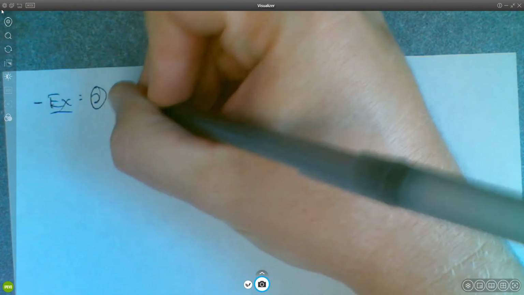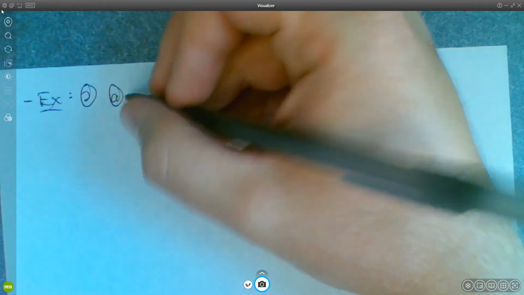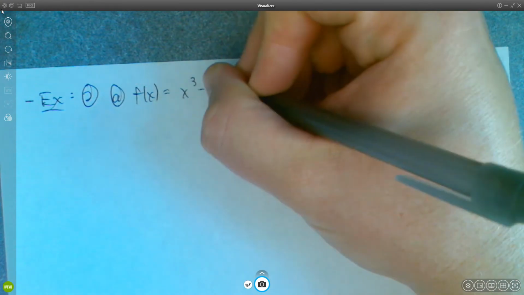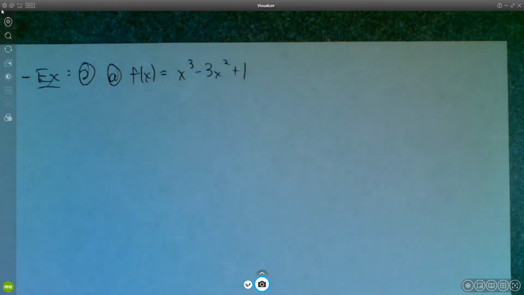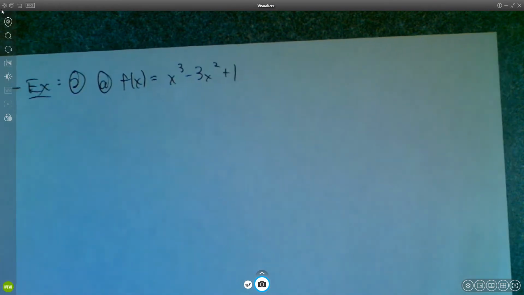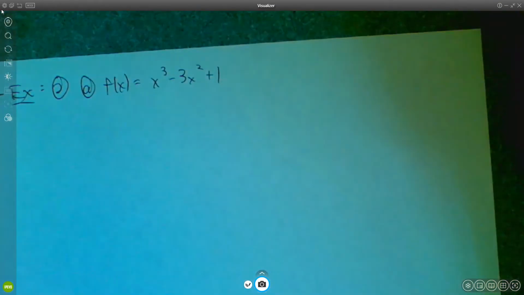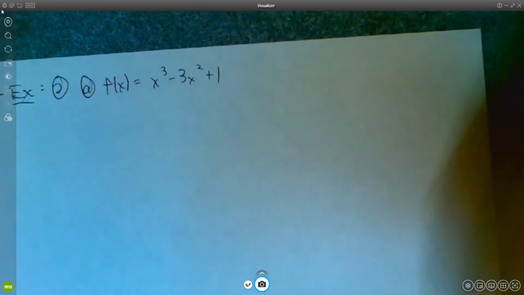but let's look at the examples themselves. So we've got, for part A, f of x equals x cubed minus 3x squared plus 1. So let's determine where this is increasing and decreasing, where it's concave up and concave down, and we'll state its inflection points. So to determine where this function is increasing and decreasing, we need to take the first derivative.